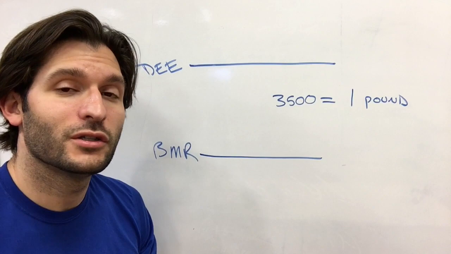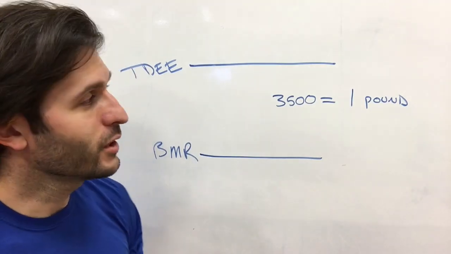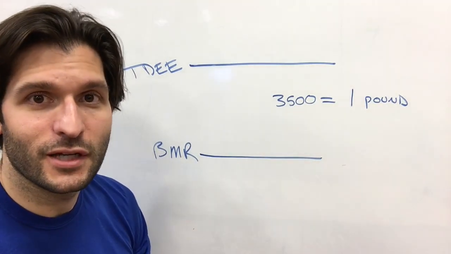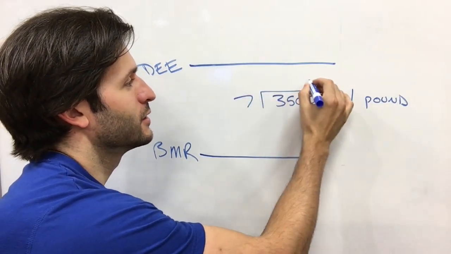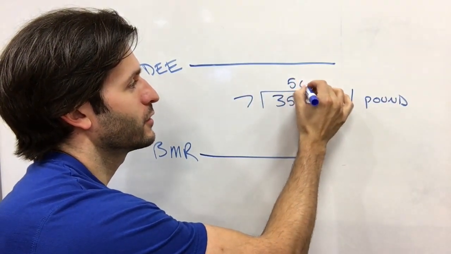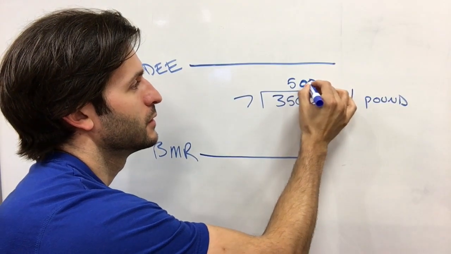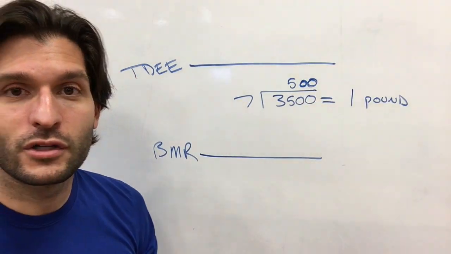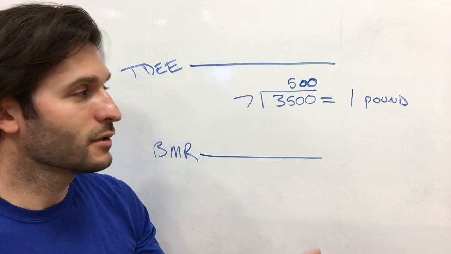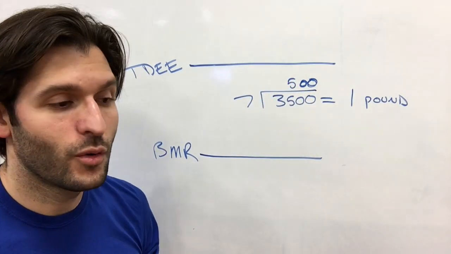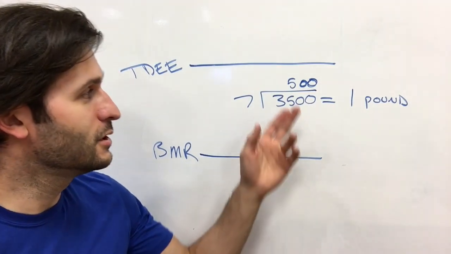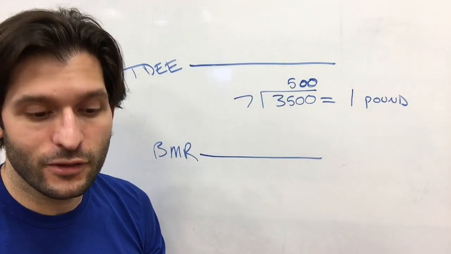So let's say you want to lose 1 pound a week. Well, we're going to divide 3,500 calories by 7 days out of the week, right? So 3,500 divided by 7 is 500 calories. So whatever I want to do, if I want to gain a pound a week, I need to be eating an extra 500 calories a day. If I want to lose a pound a week, I need to be decreasing that by 500 calories a day.